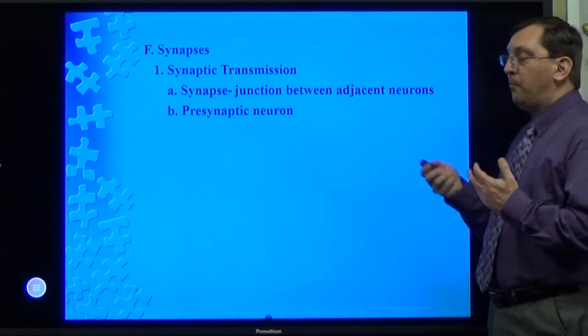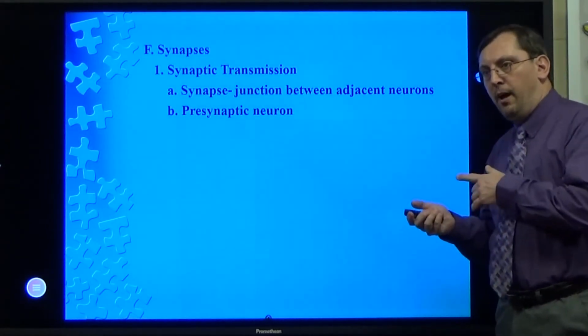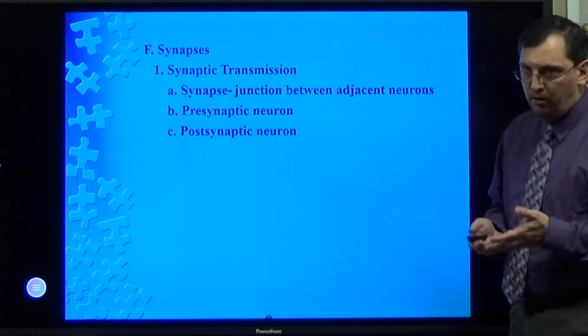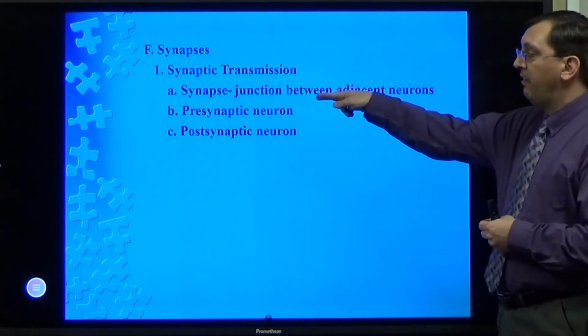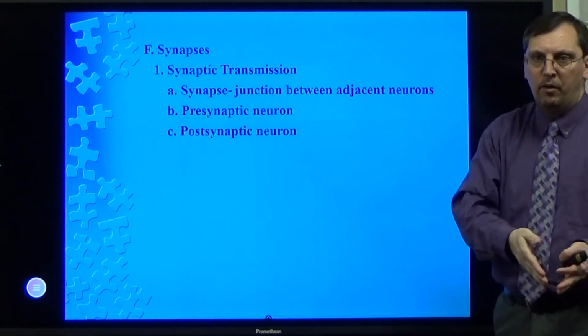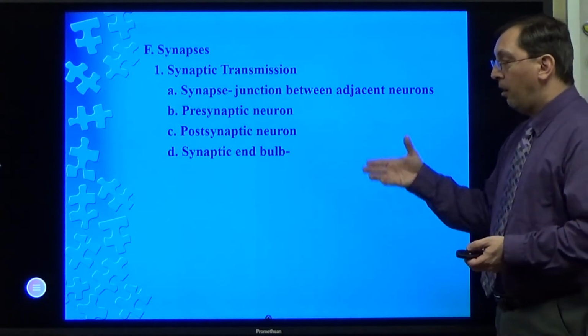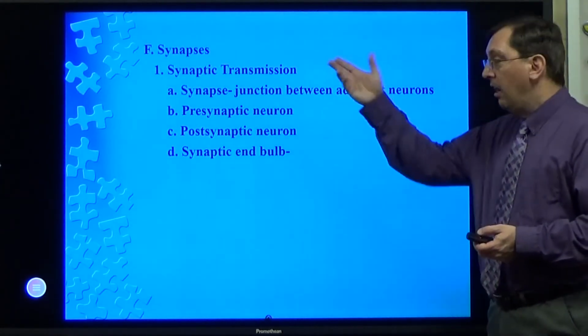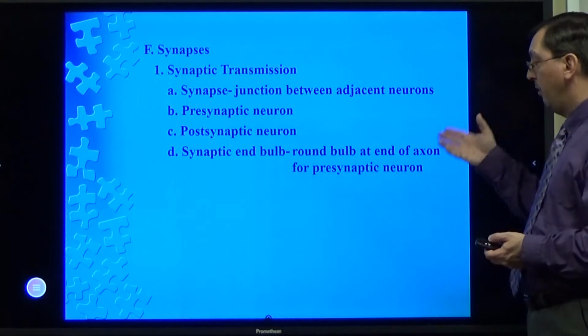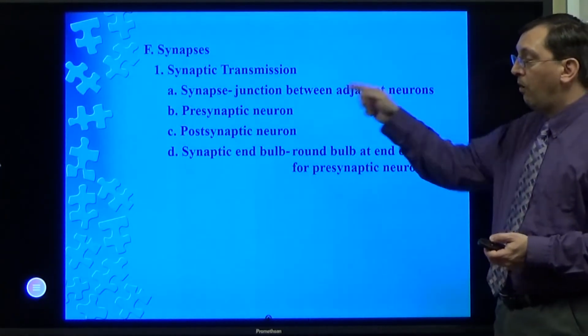So there's a presynaptic neuron that goes before the synapse and a postsynaptic neuron. Obviously, this one's going to send the signal to the postsynaptic one, so you're going to go from one to the other. There's a synaptic end bulb, which is basically the end of the presynaptic neuron. It's going to send the signal from one to the other.